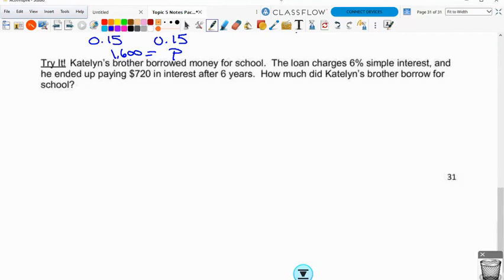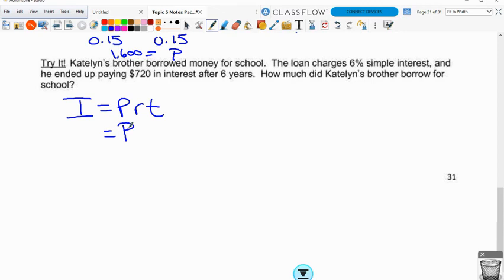In our third example, we're told that Caitlin's brother borrowed money for school. The loan charges 6% simple interest, and he ended up paying $720 in interest after 6 years. How much did Caitlin's brother borrow for school? So we'll use our simple interest equation, I equals PRT. And again, they want to know how much did her brother borrow for school? That's the principal amount that we're looking for.